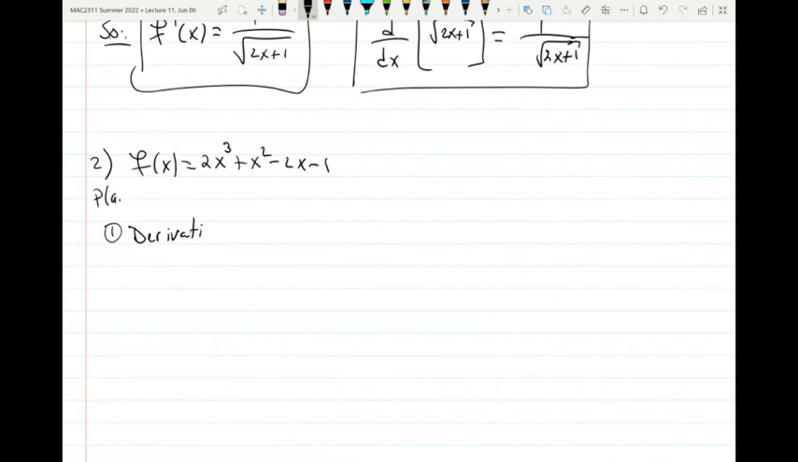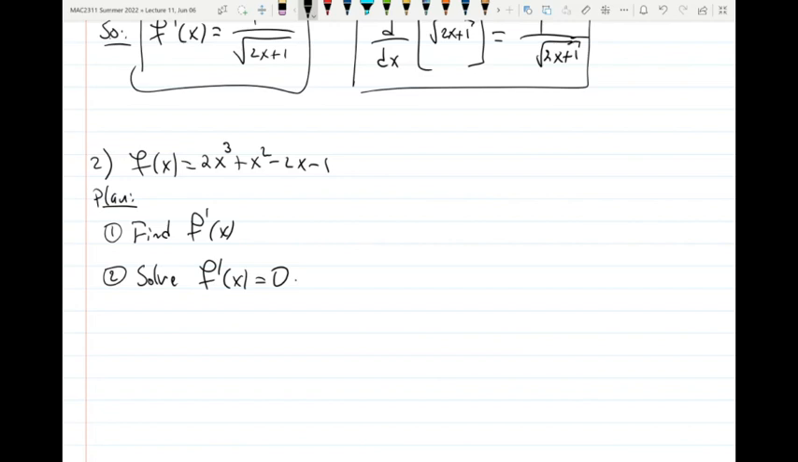So let me write here. The plan is find the derivative. So find f prime. That's step number 1. And what's step number 2? Plug in 0. If you plug in 0, you are finding the derivative at 0. Find whatever makes the derivative equal to 0, right? In other words, solve this equation.